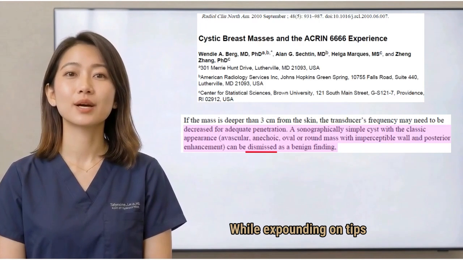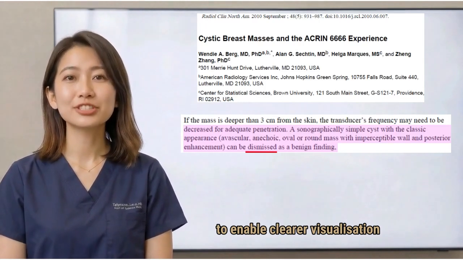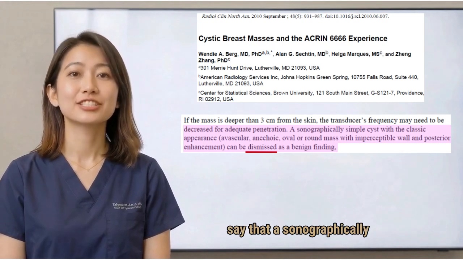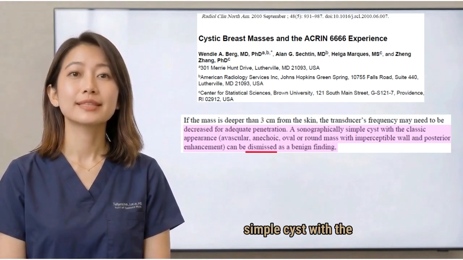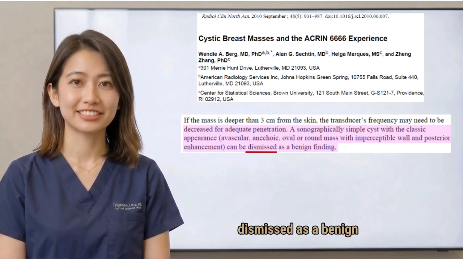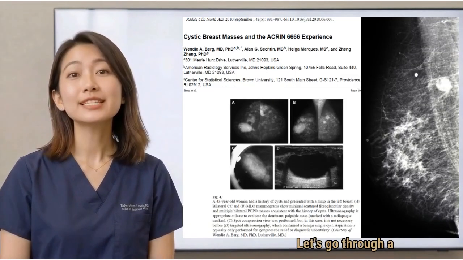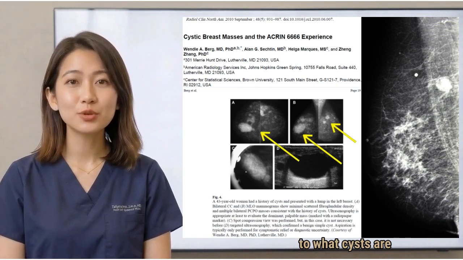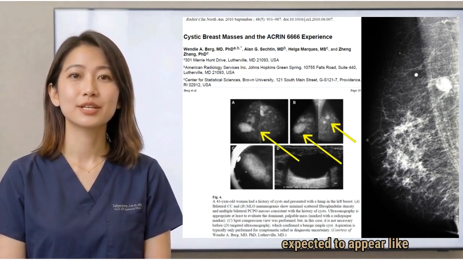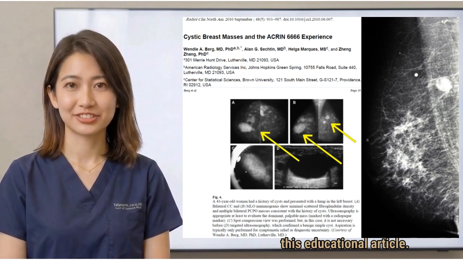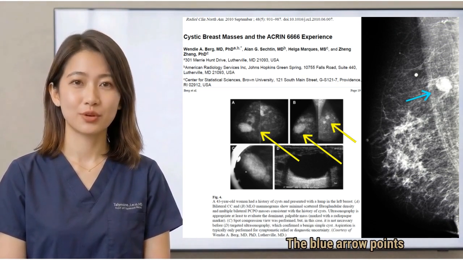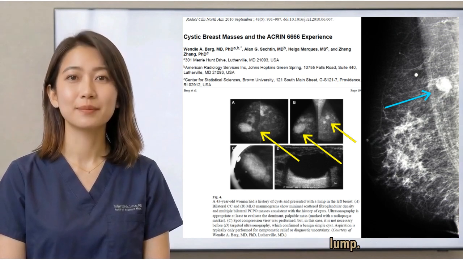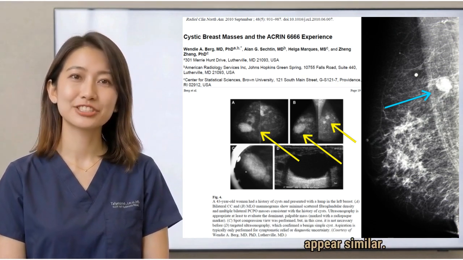While expounding on tips to enable clearer visualization of the lesions detected, the authors proceed to say that a sonographically simple cyst with the classic appearance can be dismissed as a benign finding. Let's go through a side-by-side comparison. The yellow arrows point to what cysts are expected to appear like on mammogram, according to this educational article. The blue arrow points to the actual mammogram image generated by K's lump. As you see, they appear similar.